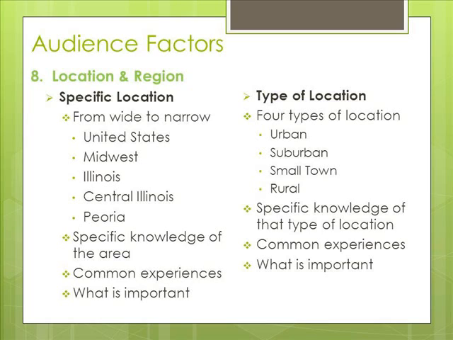Then you can also shrink it smaller and say, okay, everybody in the Midwest, or then smaller and say Illinois. Even smaller, you could say Central Illinois, or we could even say Peoria. And what you can assume is that people have specific knowledge about the area in which they live. They'll have some common experiences. For us, the crazy weather, incredibly hot and humid in the summer and crazy cold and snowy in the winter. So we have some of those common experiences.